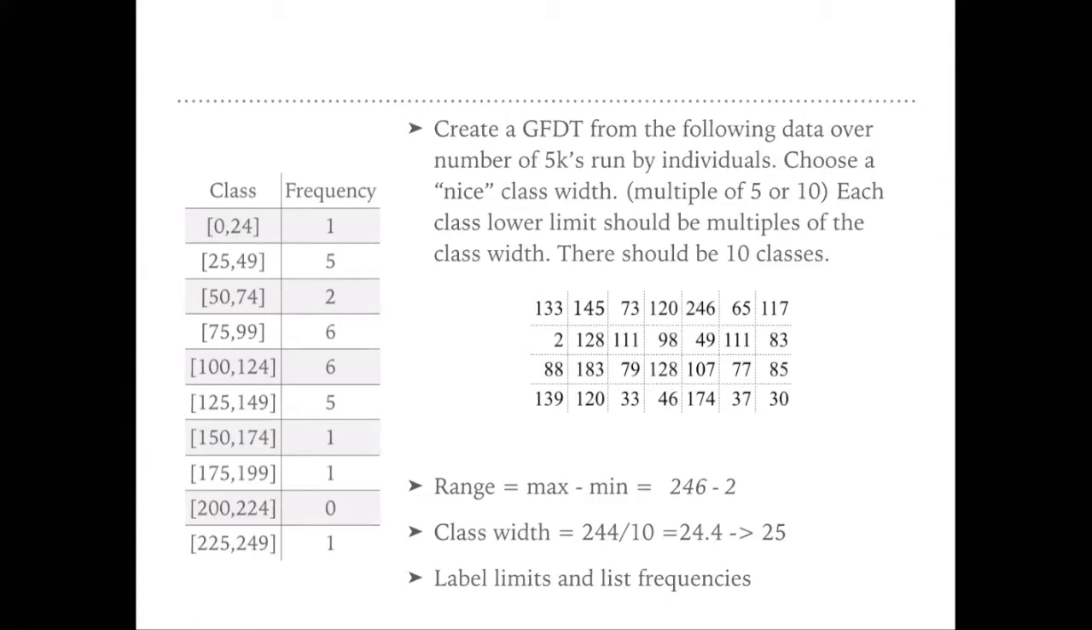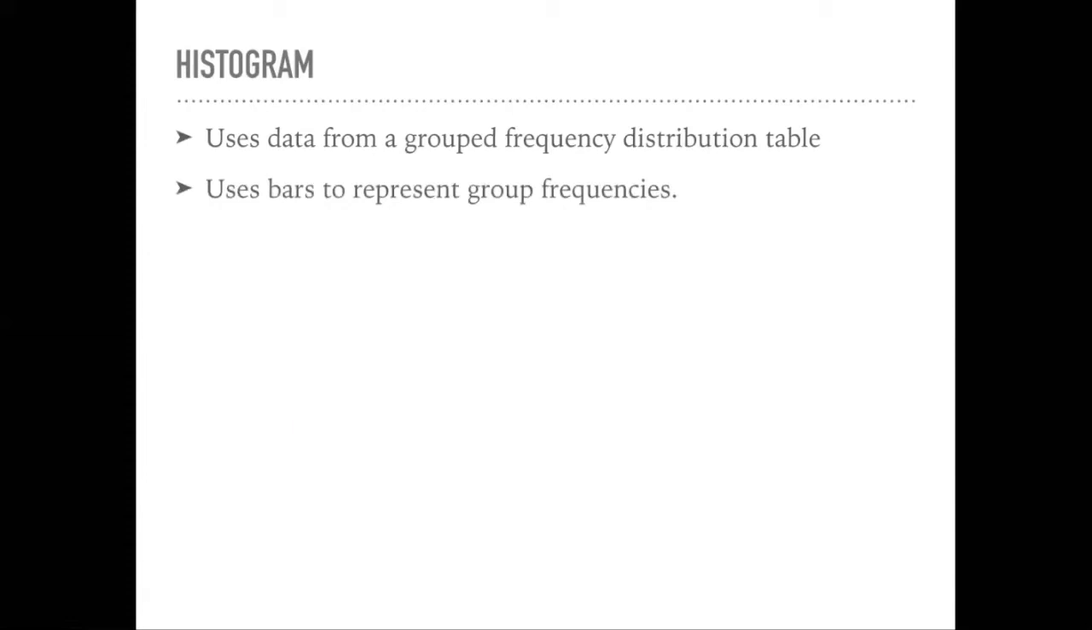Now, it's kind of nicer looking at this group frequency distribution table, but everybody wants to have a nice picture to look at, right? So what kind of pictures can we draw to make this easier to read? If I was going to present this information in a paper or do a talk over it, instead of listing my data like this, I would probably want to have a nice looking graph. Well, the go-to graph for if you have a grouped frequency distribution table is a histogram. So histograms use the data from grouped frequency distribution tables. It uses bars to represent group frequencies.